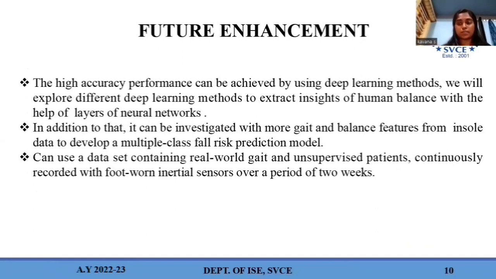So the next is the future enhancement, how this can be implemented further. First, higher accuracy can be achieved by using deep learning methods. We will explore different deep learning methods to extract insights of human balance with the help of hidden layers of neural networks. In addition, more gait and balance features from insole data can be investigated to develop a multiple class fall risk prediction model. Then we can use a data set containing real-world gait of unsupervised patients continuously recorded with foot-worn inertial sensors over a period of 2 weeks.